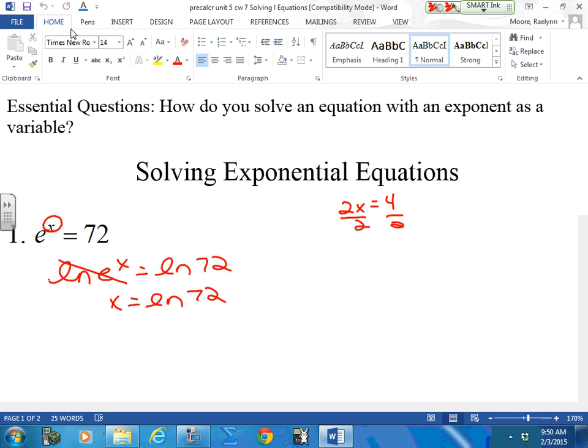So put this in your calc and round to 3 decimals.